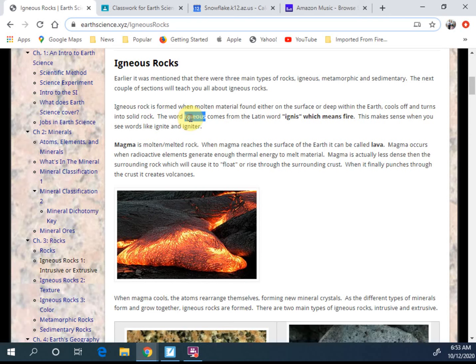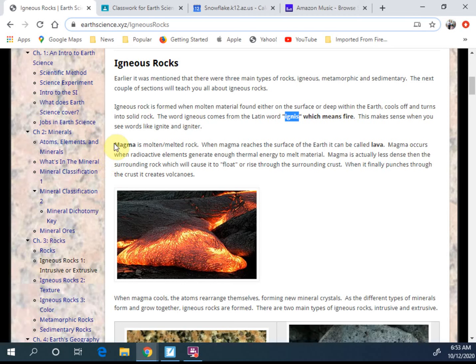So the word igneous comes from a Latin word, or its root in a sense, ignis, which means fire. You might want to know that. Makes sense when you push the igniter on a barbecue, for example. Means fire.